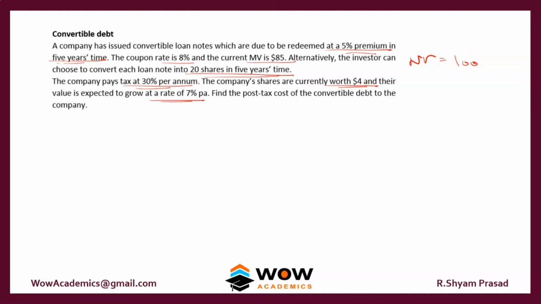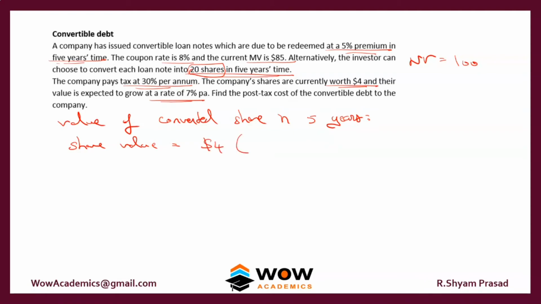Okay. So first what we'll do, we'll find out the convertible option value of converted shares in 5 years. So we'll first look at the value of converted shares in 5 years time. So what would be its value? See, the share value will be, currently the shares are worth $4 and they will grow at a rate of 1.07 for how many years? For 5 years. So first we'll get this number.